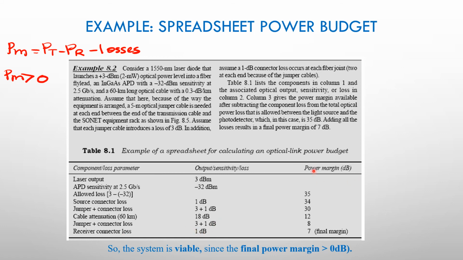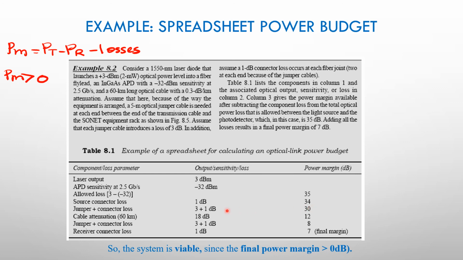Here they calculate the power margin, because we want to know what our power margin is. Previously I have shown you the formula: power transmit minus power received minus all the losses. In order to ensure that our system is viable, our power margin must be greater than 0. So power transmit minus receiver sensitivity, 3 minus negative 32 dBm, you will get 35 dB. 35 dB minus 1 dB, you will get 34. 34 minus 4 dB, you will get 30 dB.